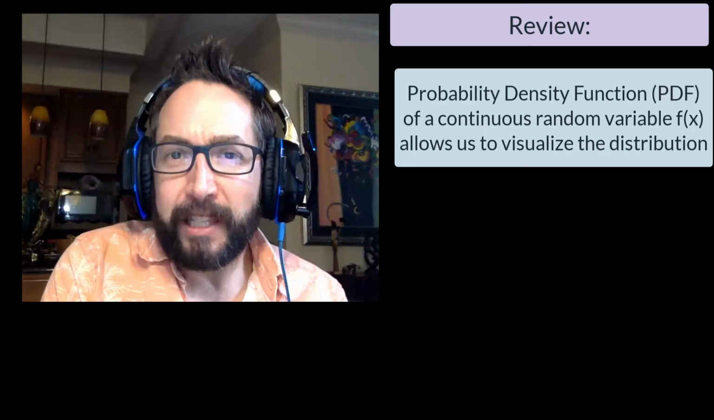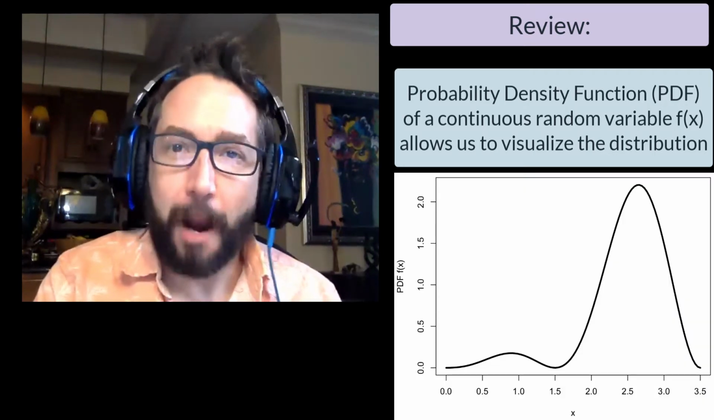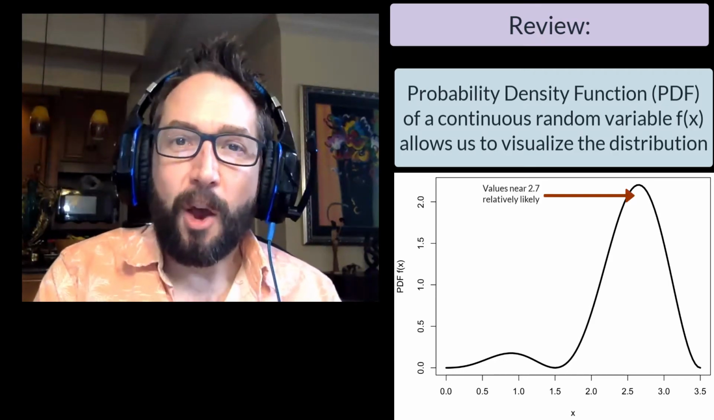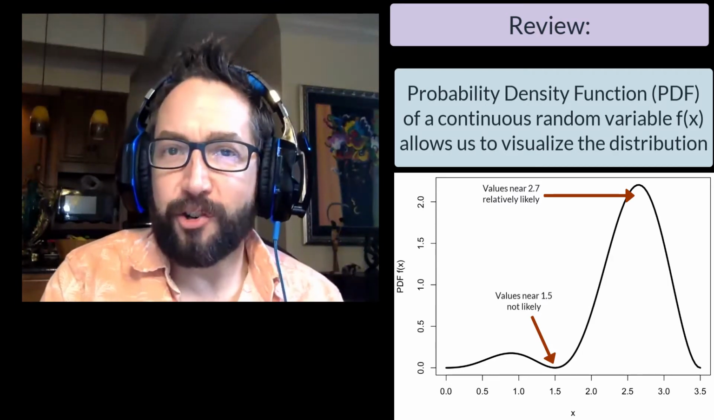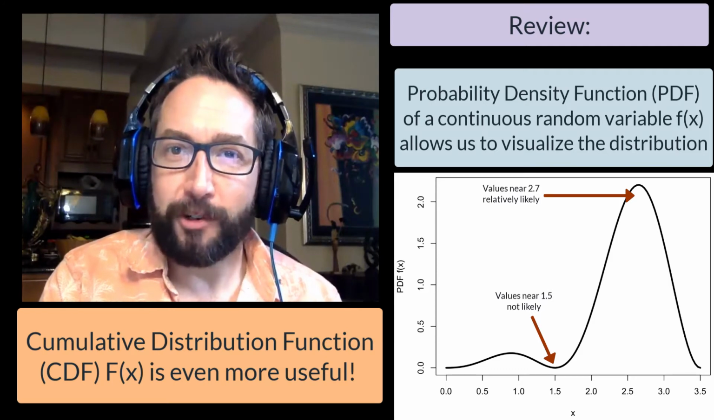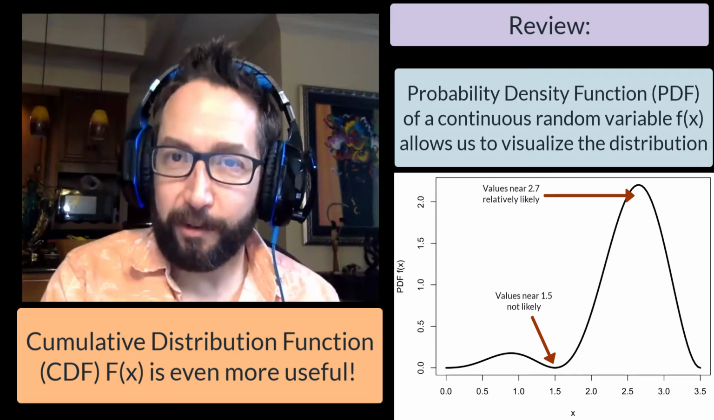The probability density function, or PDF, was really quite useful if we wanted to visualize what the shape of the probability distribution was, what types of values were more likely than others, where were the peaks, and where were the troughs. Now, for our discussion of continuous random variables, I think the cumulative distribution function, the CDF, capital F of x, is actually even more useful.